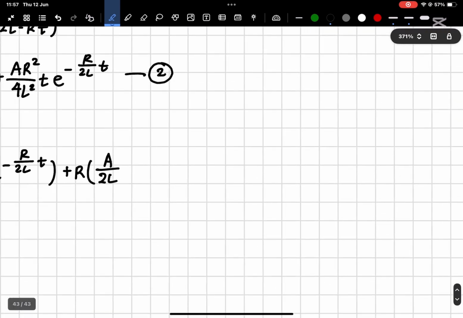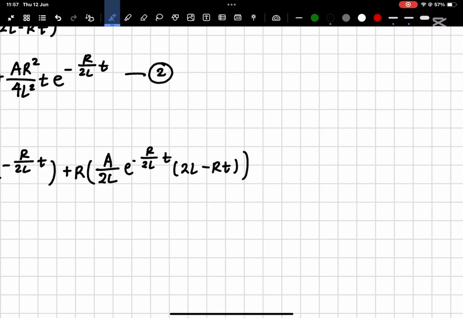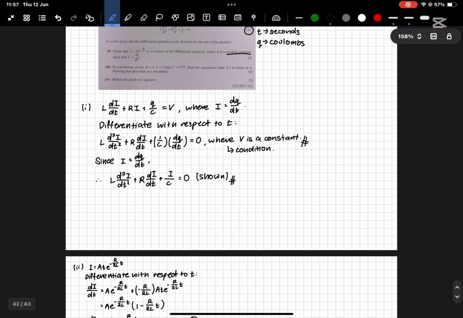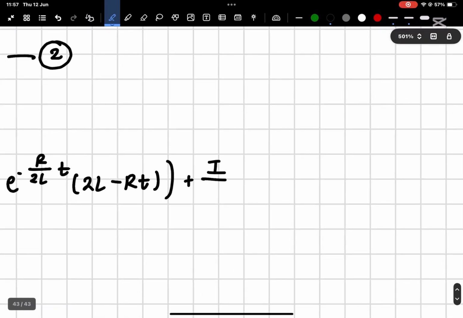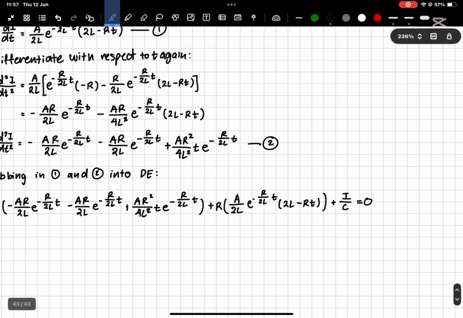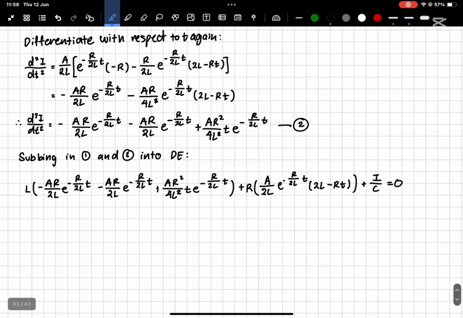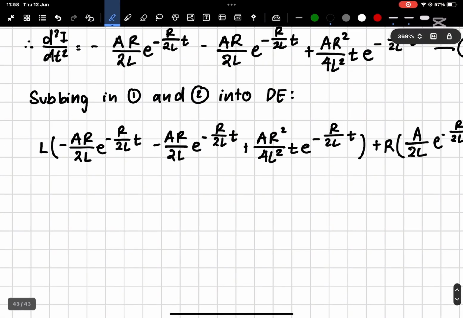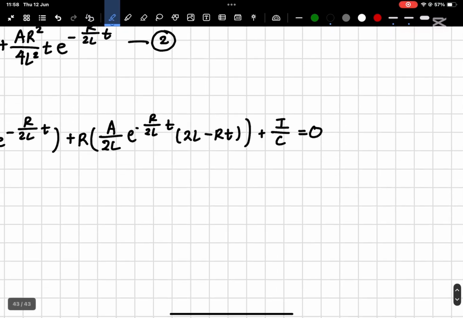So you have E minus 2LT, 2LRT, boom. Okay. Plus I over C. Okay, done. Oh my goodness. Okay, it's been subbed in. So then, oh, my neck hurts. So then, what we have here is just a process of simplification. Actually, wait, hold up. You don't want any more variables, so you can sub this into your original equation given in the question.